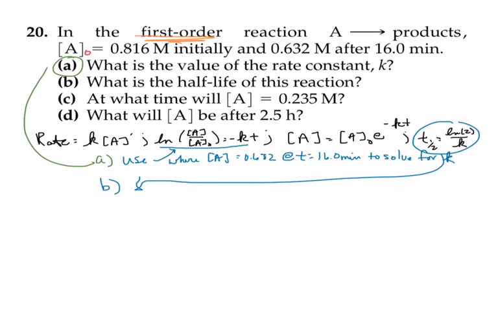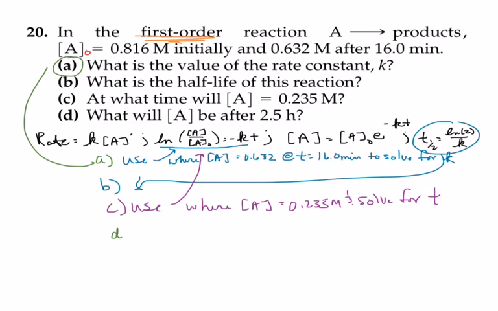B, what's the half-life? So the half-life, we're going to use the half-life for first order, because we know K. For C, at what time will the molar concentration be 0.235 moles per liter? This one, I would use the natural log form. And D, what will the molar concentration be after T is equal to 2.5 hours? I would use the exponential form.